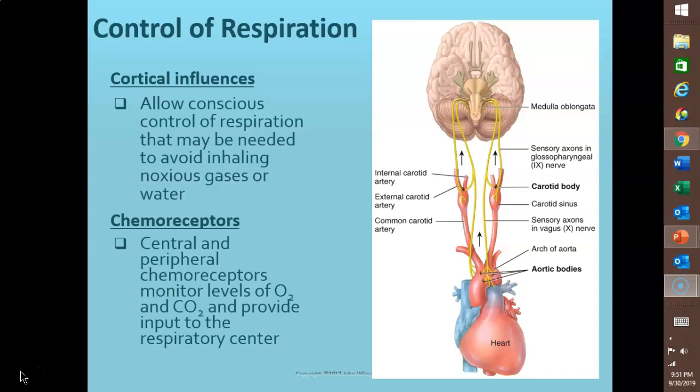The respiratory system functions to help maintain proper levels of CO2 and oxygen. So it's really responsive to changes in the levels of these gases in body fluids. Chemical receptors called chemoreceptors, known as central chemoreceptors, are located in the medulla oblongata.